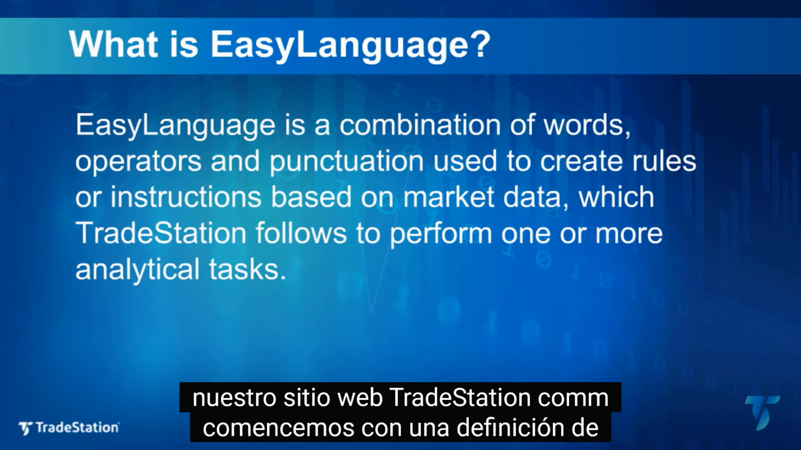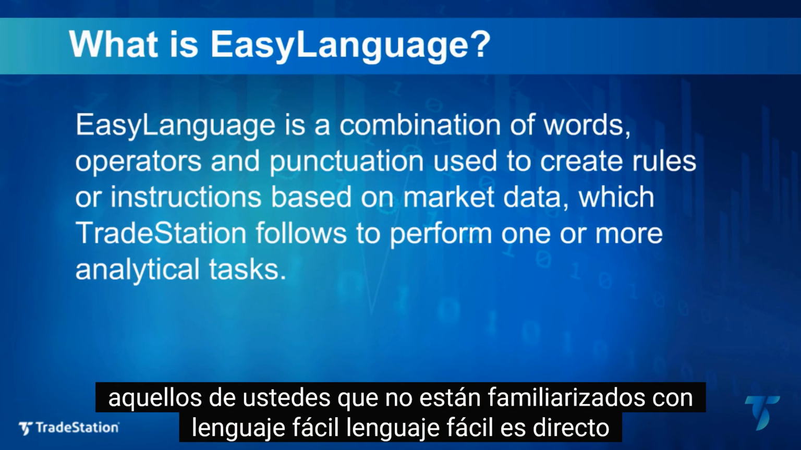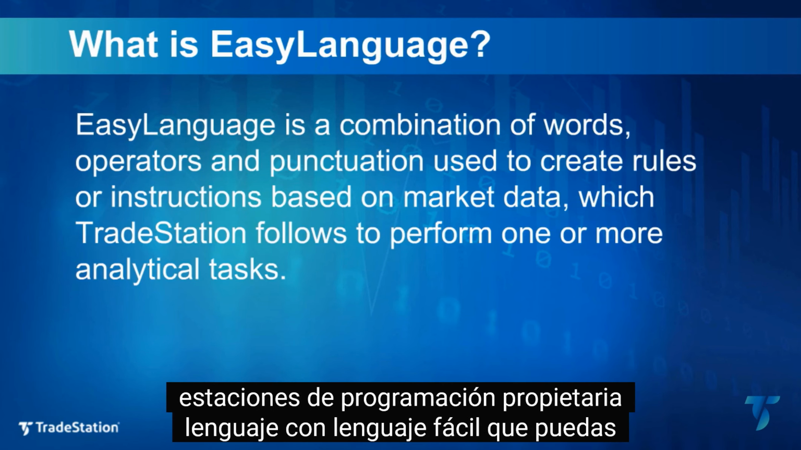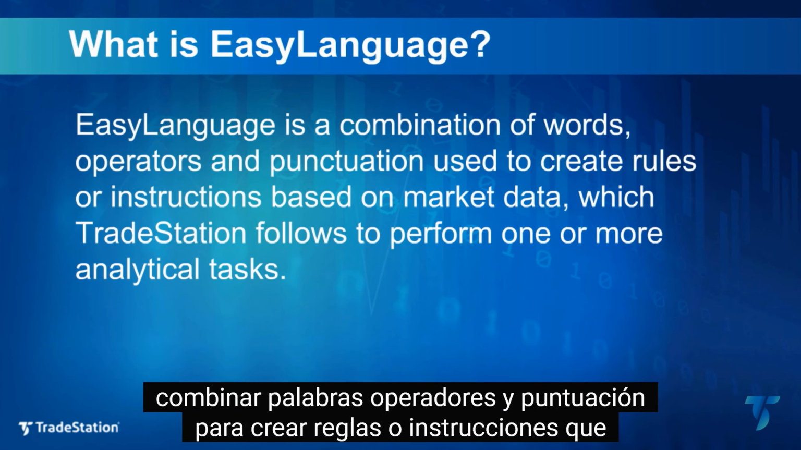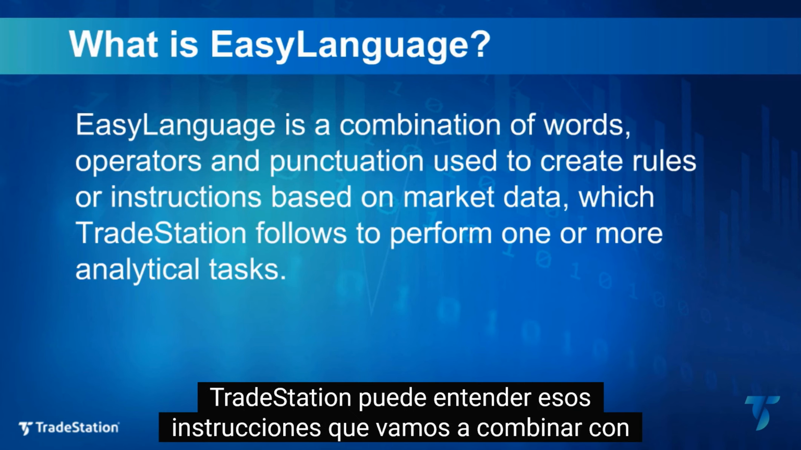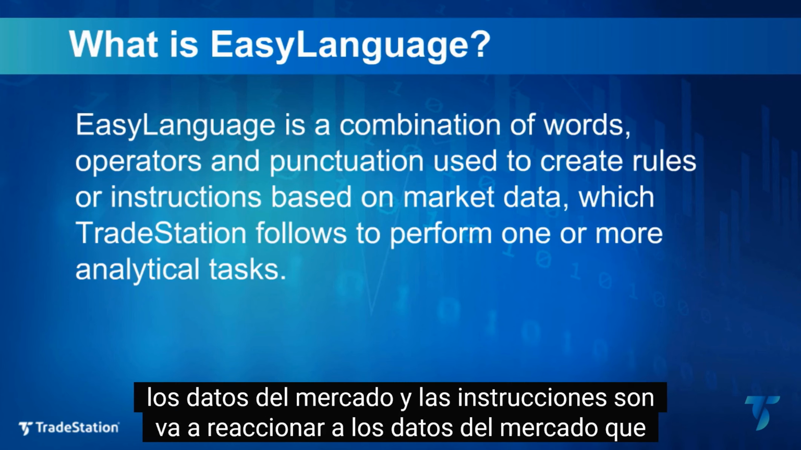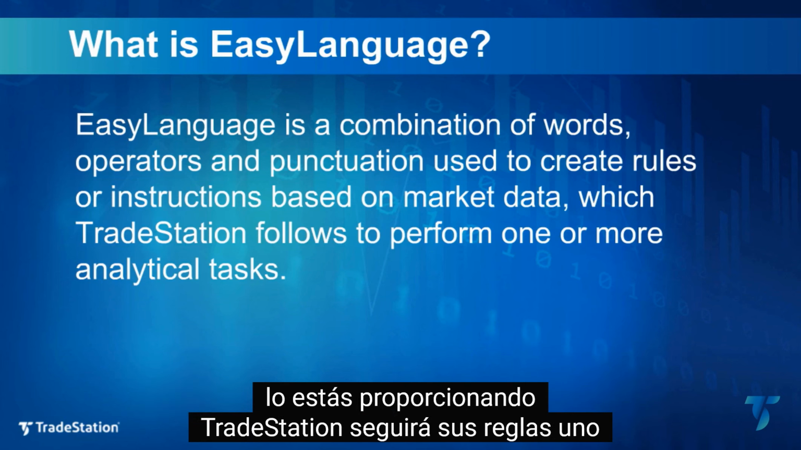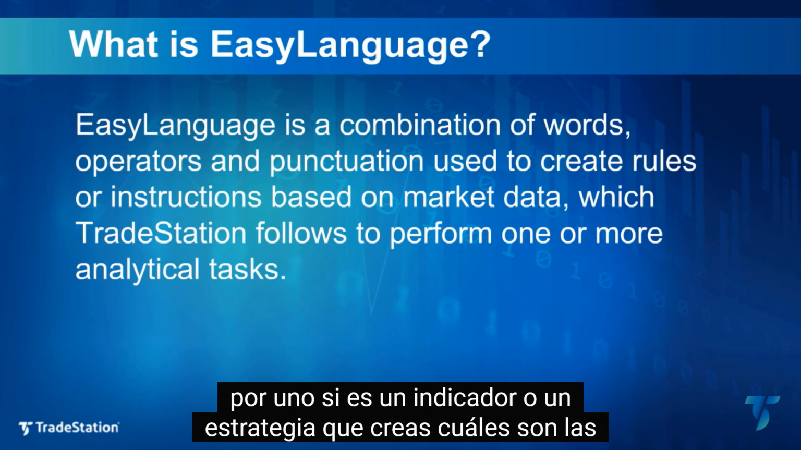Let's get started with a definition. For those of you that are not familiar with EasyLanguage, EasyLanguage is TradeStation's proprietary programming language. With EasyLanguage, you can combine words, operators, and punctuation to create rules or instructions that TradeStation can understand. Those instructions we're going to combine with market data, and the instructions are going to react to the market data that you're providing it. TradeStation will follow your rules one by one, whether it is an indicator or a strategy that you create.